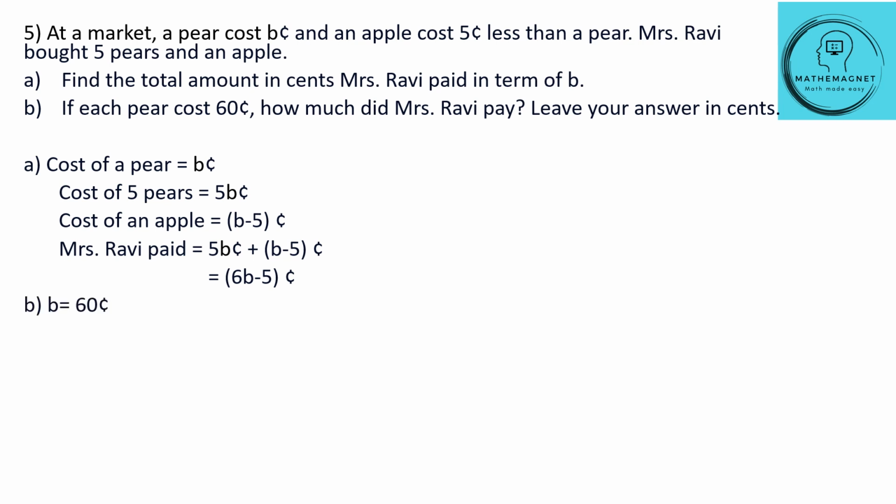Question B. If b is equal to 60 cents, how much did Mrs. Ravi pay? So we will substitute the value of b in the above equation, which is 6b minus 5 is equal to 6 into 60 minus 5, which is equal to 360 minus 5, and that is 355 cents. So Mrs. Ravi paid 355 cents.